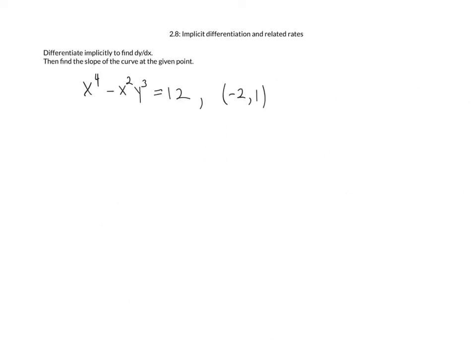So here's an example from the homework. It's number 9 from section 2.8, but the problem says differentiate implicitly to find dy by dx and then find the slope of the curve at the given point. So the equation is x to the fourth minus x squared y cubed equals 12, and the point in question is negative 2 comma 1.